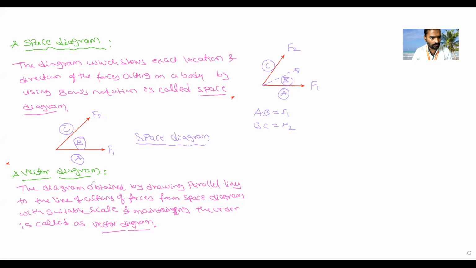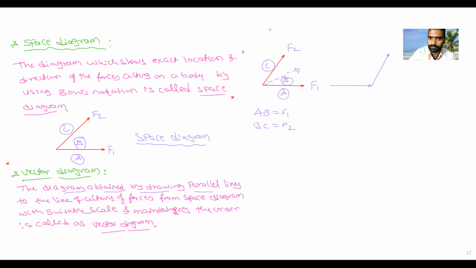So what is given in the definition? The diagram obtained by drawing parallel lines. I have to draw the parallel lines. So how to draw the parallel lines? As per the law of triangle of forces. So F1 force is like this. So I will draw the parallel line. This is also parallel to F1. I will draw one more line. See, F2 force is like this. I will start from one order. Is it parallel to F2? Yes, sir.